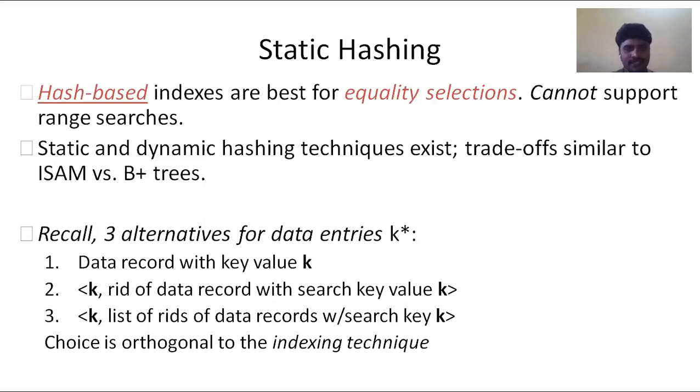Recall the three alternatives for the data entries k star. The first one is the data record with key value k. The second is the pair k, rid of data record with search key value k. The third is k, list of rids of data records with search key value k. So these are the three alternatives for the data entries. The choice is orthogonal to the indexing technique.